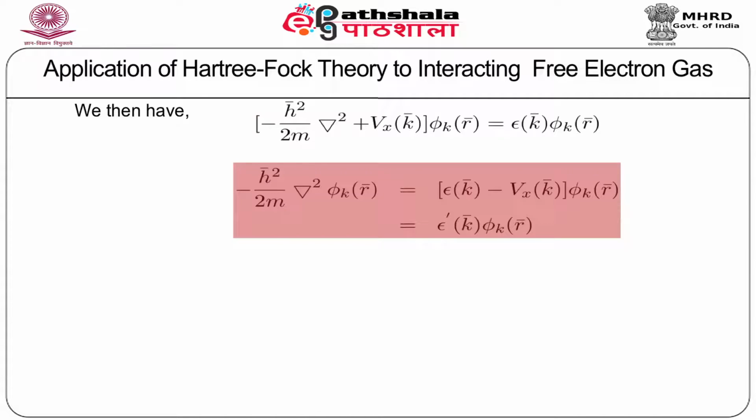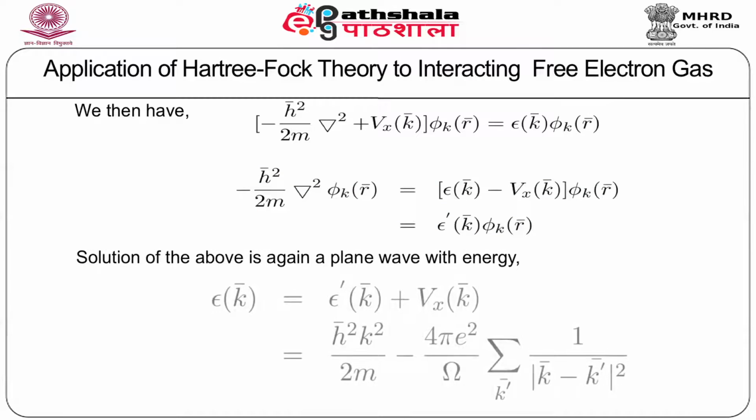This we can write as minus h cut square divided by 2m del square times phi k is equal to epsilon k, taking this Vx to the right hand side, minus Vx times phi k. This we can redefine as a new energy, which is given by epsilon prime. The solution of this is again a plane wave but with a shifted energy, which is given by epsilon k equal to epsilon prime k plus Vx k.